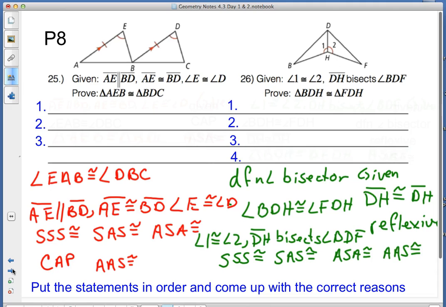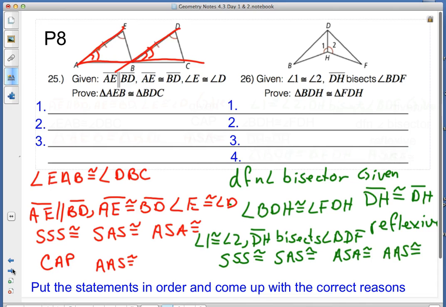Same idea here. We're just trying to better our aim with our understanding of what we're supposed to do at each step. Again, start at the given. I got parallel lines. I should be thinking something with angles. In this case, my parallel lines, just like the one we did earlier, give two angles that are congruent, and they are actually corresponding angles. So by CAP, the corresponding angles postulate, angle EAB and angle DBC are congruent.